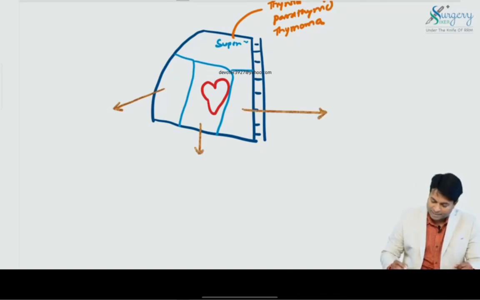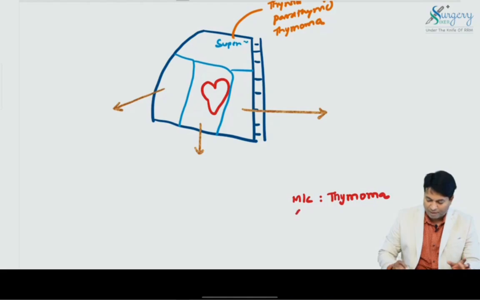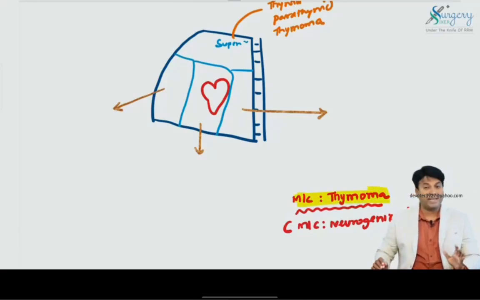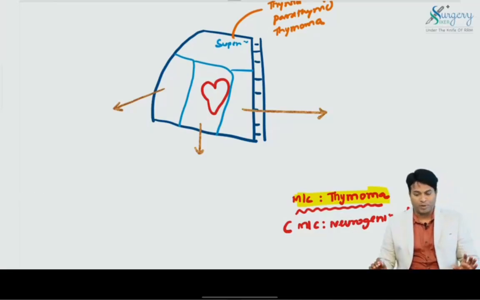What is the most common mediastinal mass as a whole? The answer from Bailey and Love is thymoma. Though it is wrong, we have to follow Bailey and Love for national board exams. Actually the correct answer is that the most common are neurogenic tumors, from Sabiston, but in Bailey and Love the answer given is thymoma. Since the national board examiners usually take questions from Bailey and Love only, not from Sabiston, for national board exams follow thymoma, and for AIIMS and other institute exams you can go with neurogenic tumors. Neurogenic tumor is actually the correct answer.